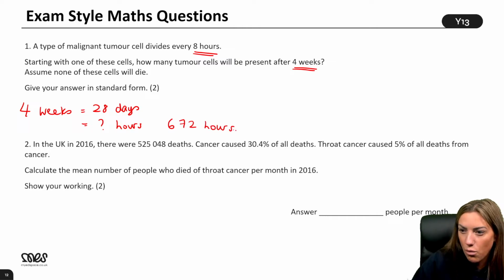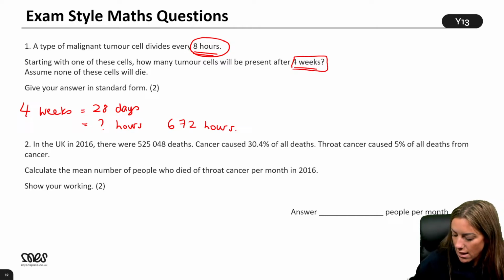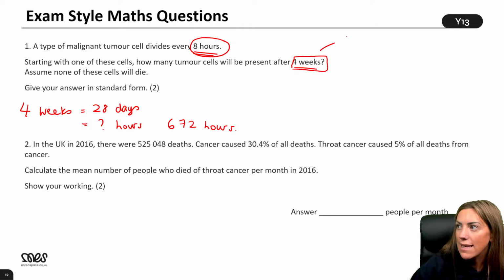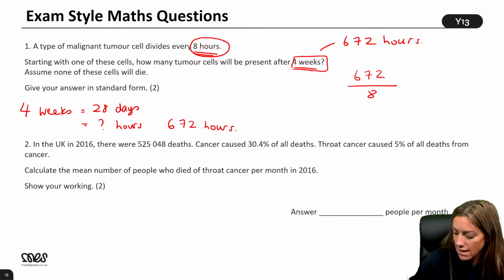To the power of one another. You are right, we are going to use a power. I'm just working out to begin with, in 4 weeks, how many divisions would take place. So 4 weeks is obviously 28 days. If we multiply 28 days by 24 hours, 4 weeks is 672 hours. So how many divisions can take place? If it takes 8 hours for one division, how many divisions can take place in 672 hours?